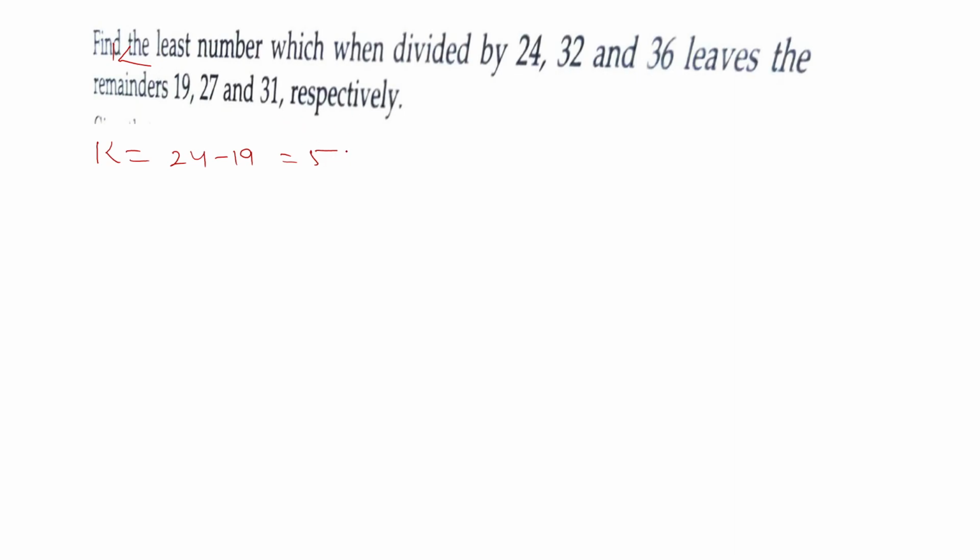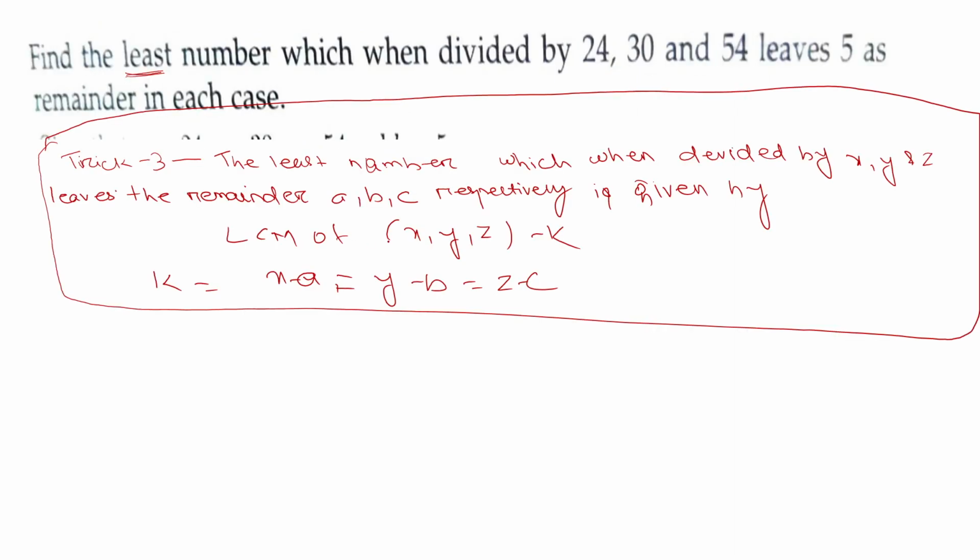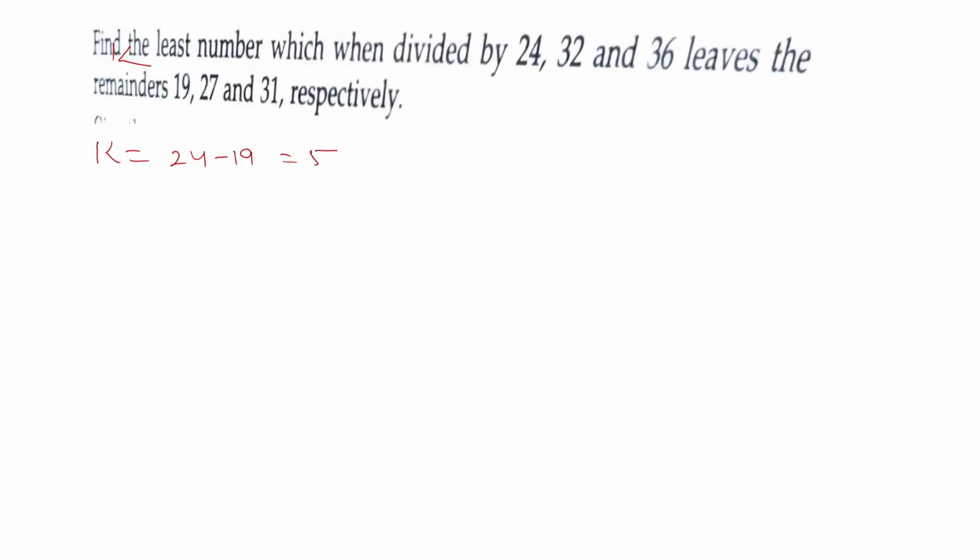So we also got the k. And what is the rule saying? The rule says LCM of xyz. We need to find the LCM of xyz. What is the LCM of xyz? xyz means 24, 32 and 36. So let us find the LCM of xyz first.